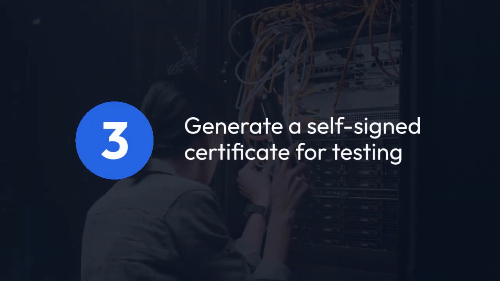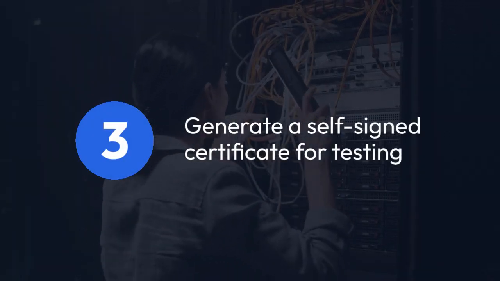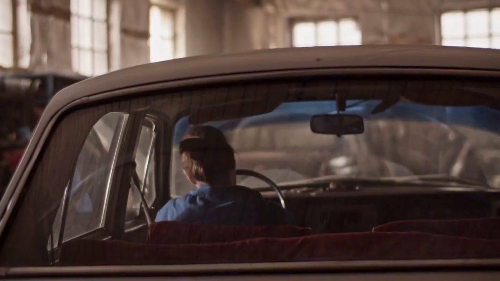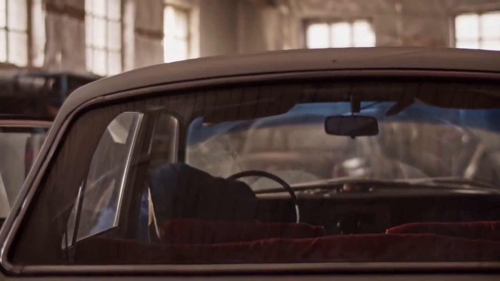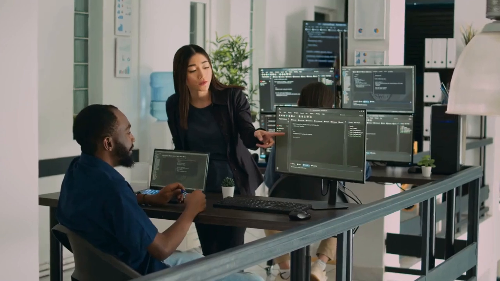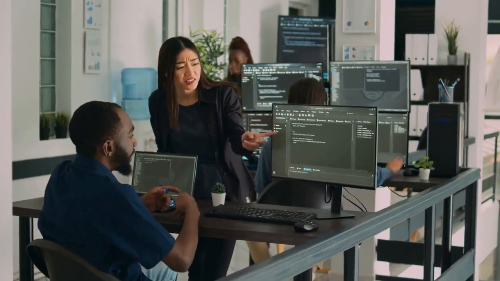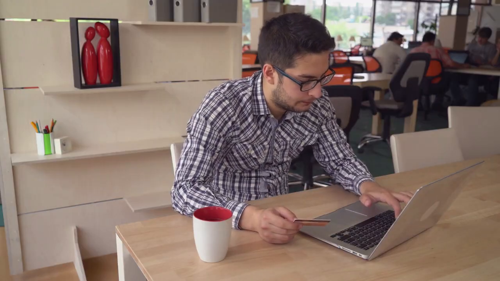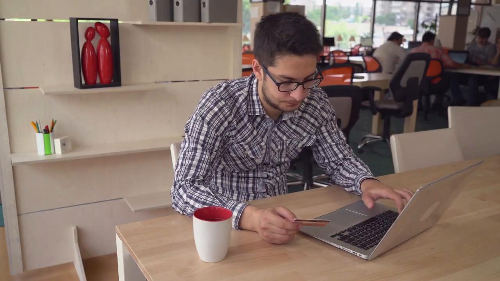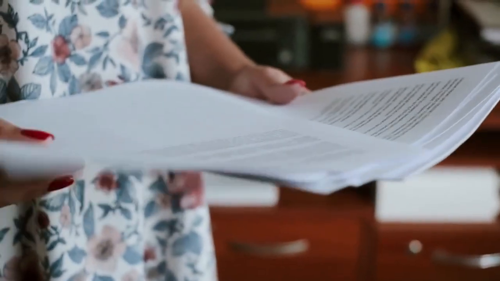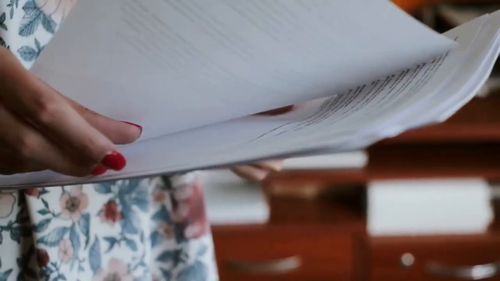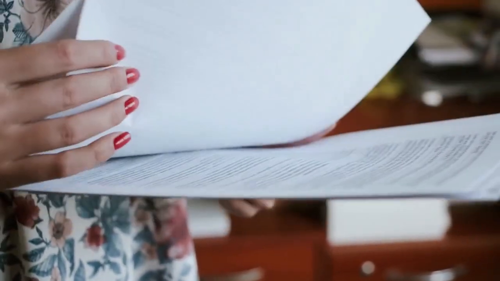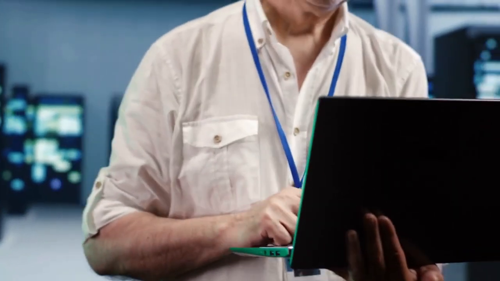3. Let's discuss how to generate a self-signed certificate for testing. This is a crucial step for development and testing your client authentication setup. We'll use OpenSSL, a powerful command line tool. The commands are straightforward and usually involve generating a private key and then a certificate signing request, CSR, which is then self-signed to create your certificate. Remember to keep your private key secure.